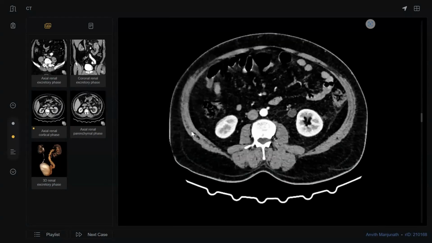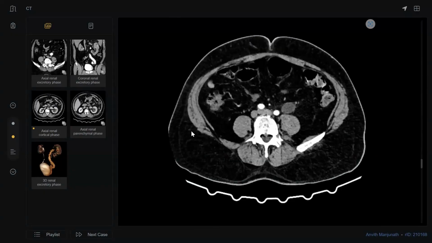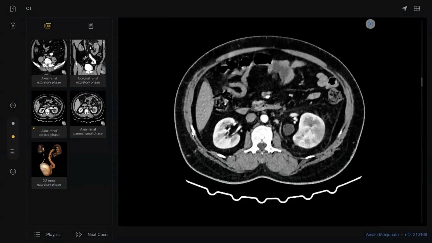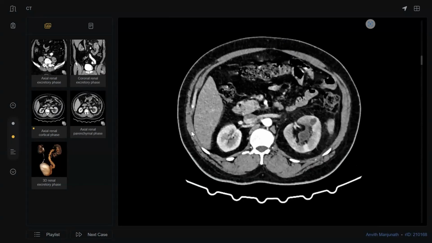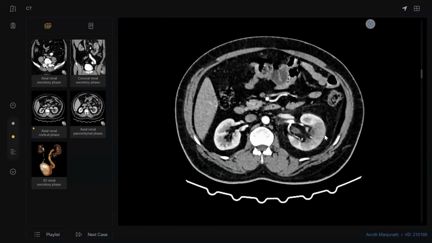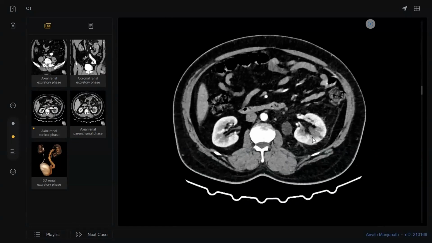So conclude, please. To conclude, sir, this is a duplex collecting system on the left with obstruction of the upper moiety with associated pyelonephritis. Where is the pyelonephritis? Could you indicate? Sir, there is some decreased enhancement in the parenchyma, here in the upper and interpolar region.